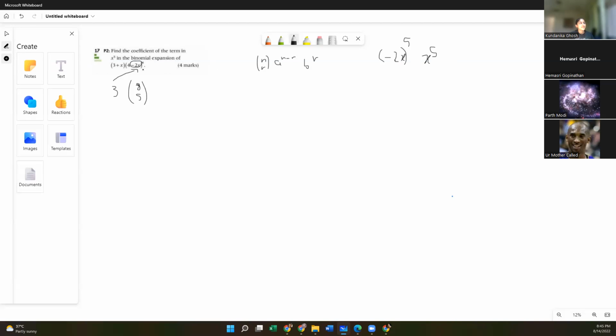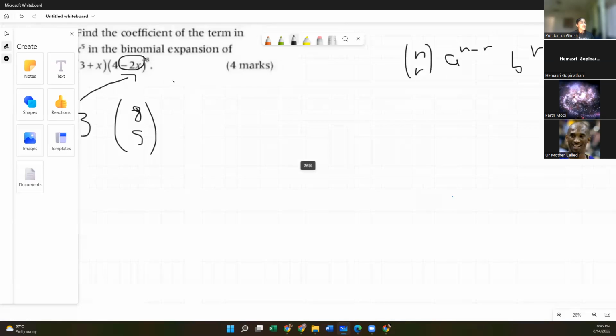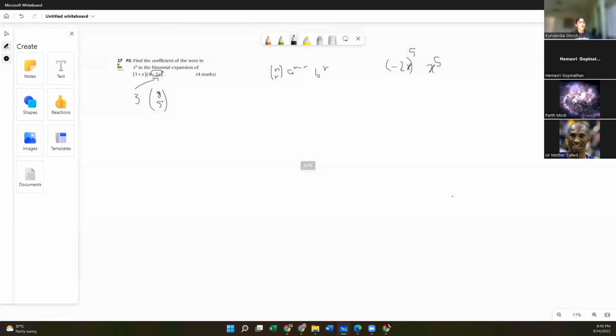So now n in this case is 8. If you can see it, it's really tiny here, but 8. So you have n choose r. R is 5 because we want to get to x to the power of 5. So a, in this case, is 4. So 4 to the power of 8 minus 5, which is 3, times negative 2x to the power of 5.